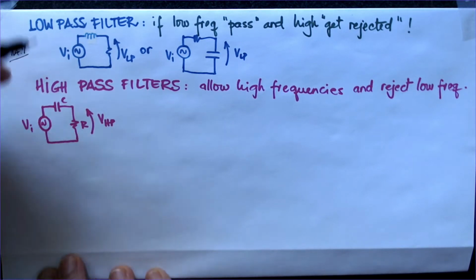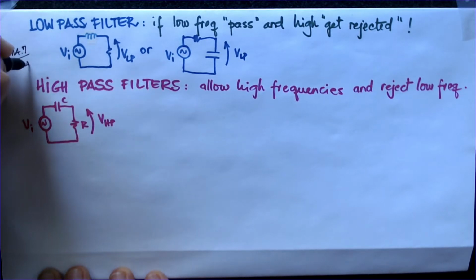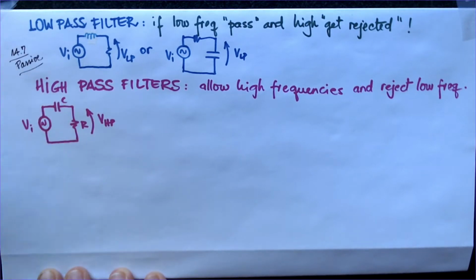So we're still in section 14.7. These are all passive filters. We're not using op-amps just yet. And last week we saw low-pass filters.